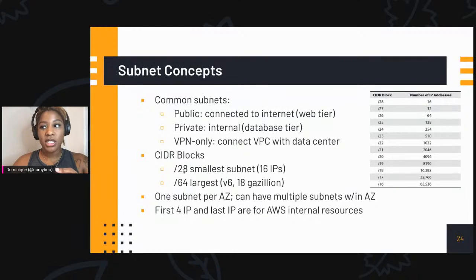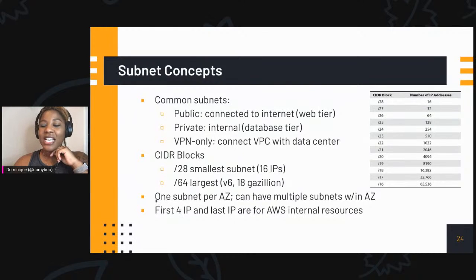CIDR blocks: the smallest that they listed in there was the /28 versus the /64. I don't even think gazillion is actually a real term, but the amount of numbers that they had listed there was beyond the scope of my knowledge. To me, it seemed like a gazillion. So let's just say it's a lot. That's how many the /64 was.